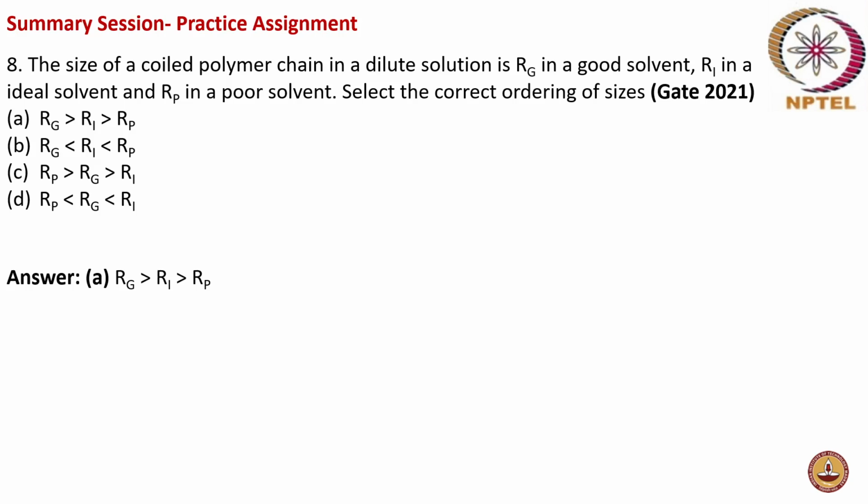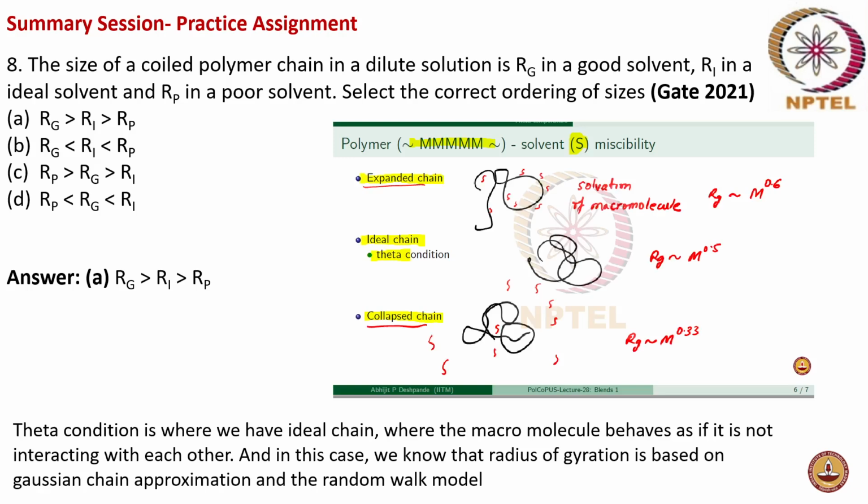Yeah, in a good solvent, the radius will be higher. Yes, both of you are right, because in a good solvent the polymer can have an expanded chain conformation. In a poor solvent, it's a more coiled conformation. In an ideal solvent, it's called the theta condition, where there is no polymer and solvent interaction. The polymer behaves as if there is nothing it is interacting with. This is the polymer size in each of these solvents.